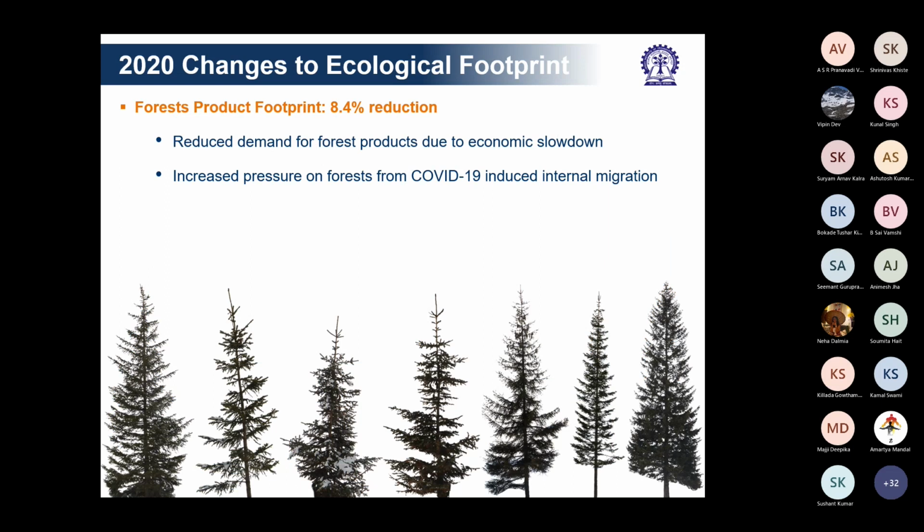Then when we analyze the forest products, the demand for forest products makes up a significant part of humanity's ecological footprint. And this demand has been directly affected by the pandemic. Currently forest products make up 10% of the ecological footprint. So two opposing effects appear to influence this demand.